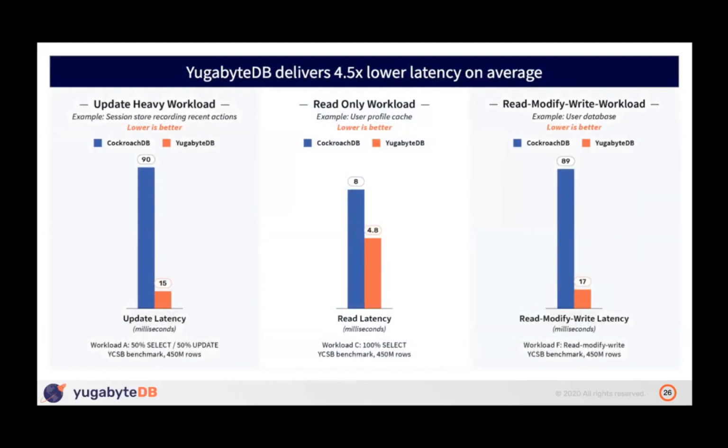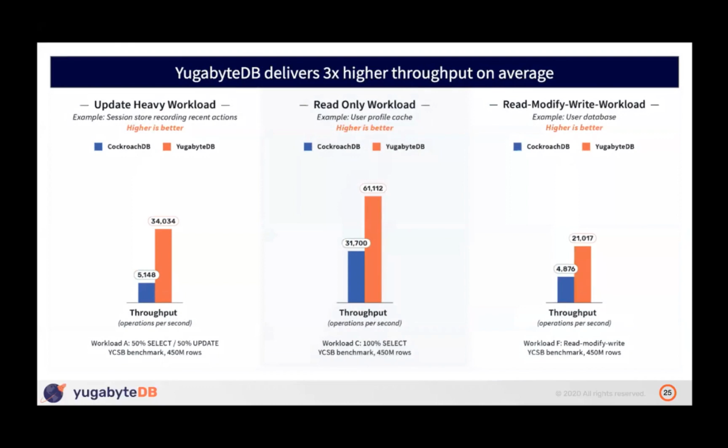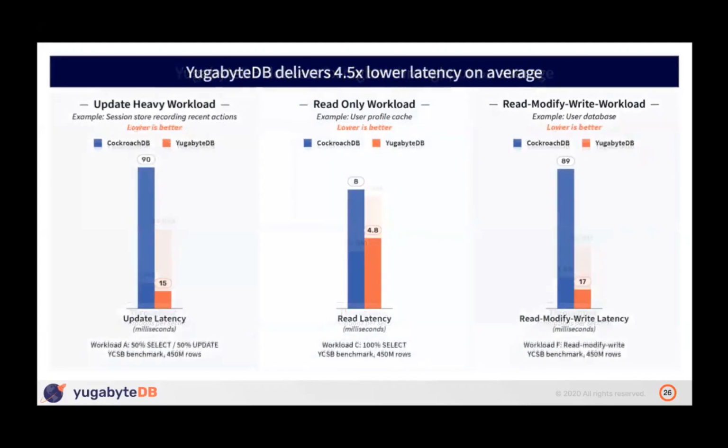The second aspect: on average across all the workloads, what we found was Yugabyte delivered a 3x higher throughput. If you look at the latencies, with the 3x higher throughput, Yugabyte was also able to do 4.5x lower latency on average. Obviously, depending on the workload access patterns, the variance in latency between the 2 databases differs. Workload A was about 90 milliseconds for Cockroach and 15 milliseconds for Yugabyte. Similarly, there are numbers of 8 and about 4.8 milliseconds for a pure select, and the read modify write was 89 versus 17.